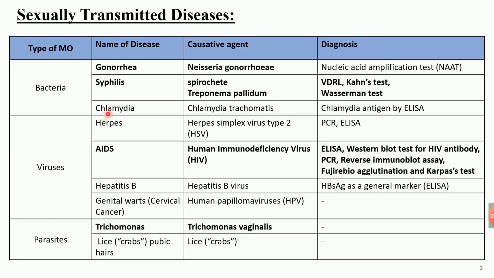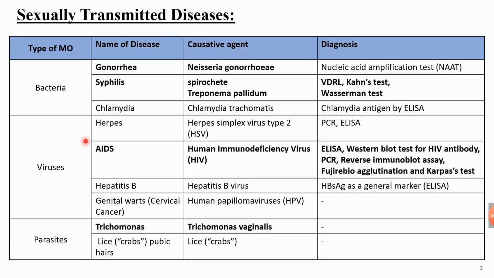Third, bacterial STD includes chlamydia. Chlamydia is caused by Chlamydia trachomatis, and the diagnostic test used for chlamydia is ELISA, that is enzyme linked immunosorbent assay, which uses the chlamydia antigen as a marker.